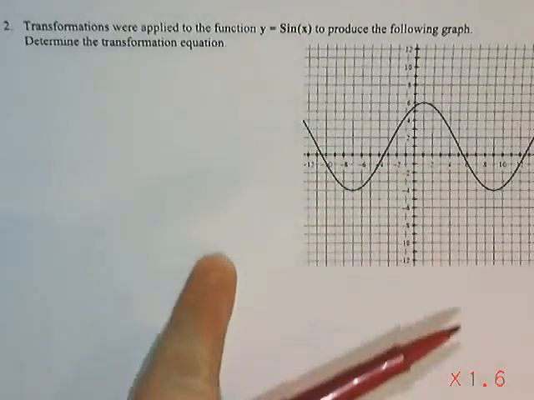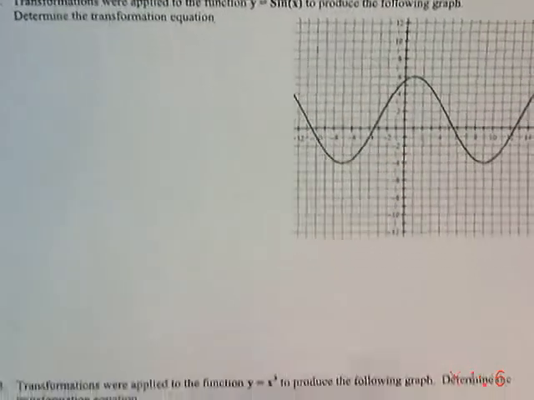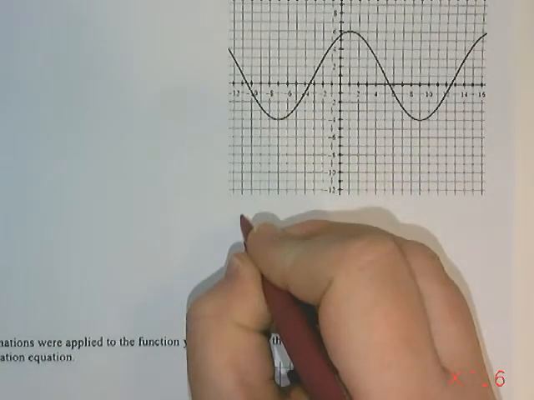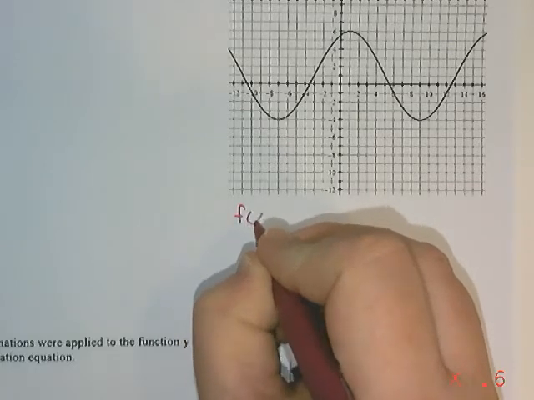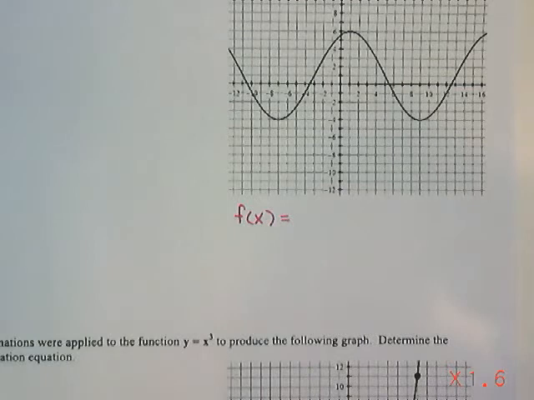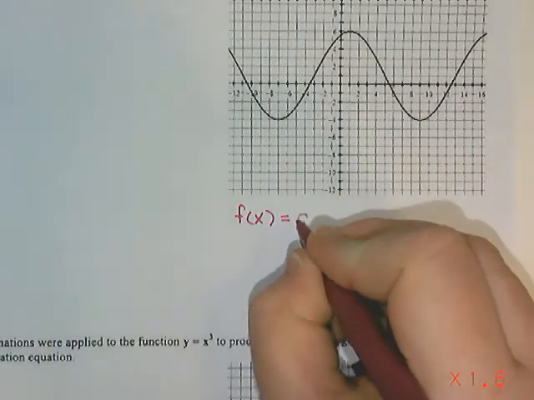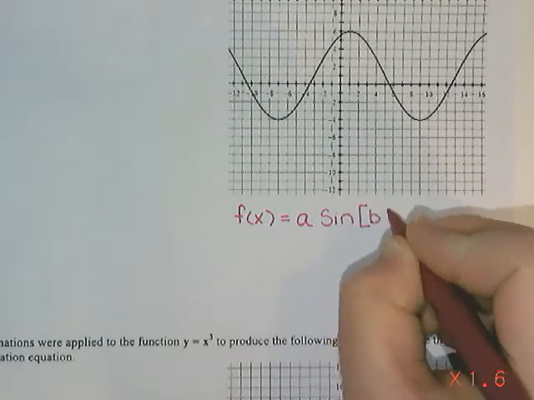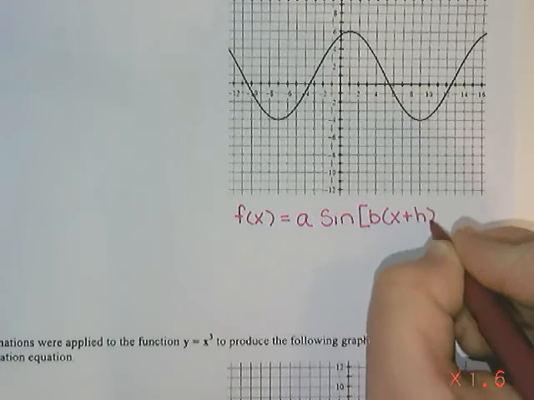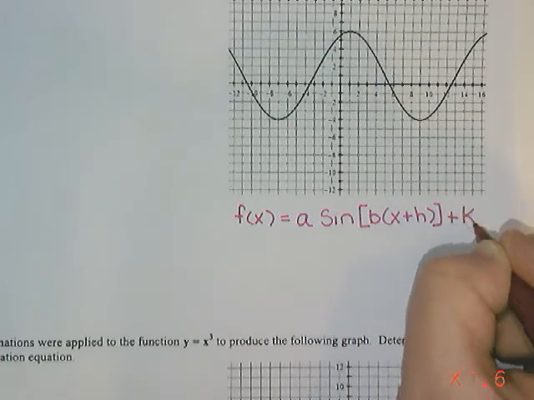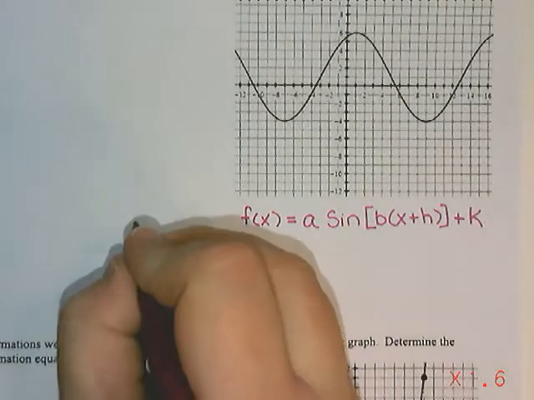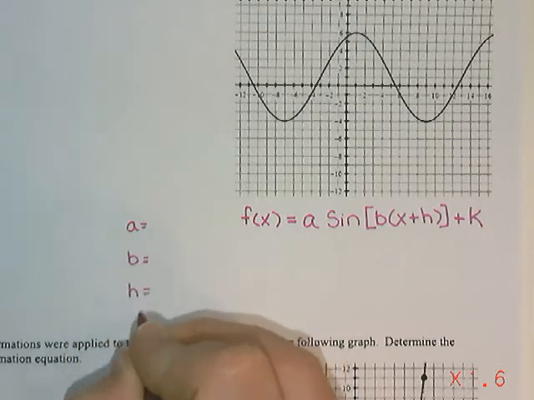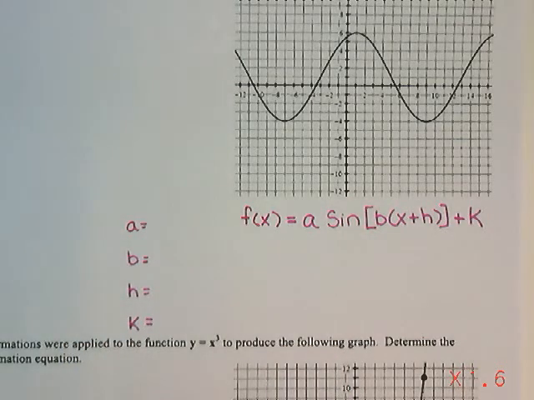So I'm going to use this space here to do my calculations. So I think I'm going to use this space here to write my equation. So I'm maybe going to call this just f of x. And it is a sine graph. So I'm going to say it equals a times sine of b times x plus h, plus k. And our goal is to figure out what a, b, h, and k equal.